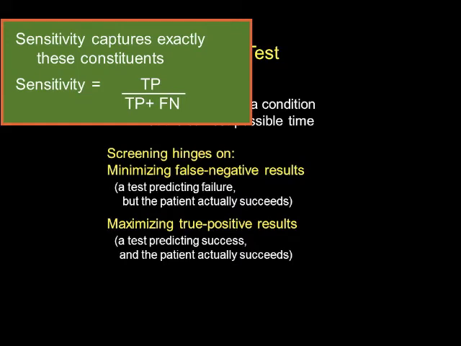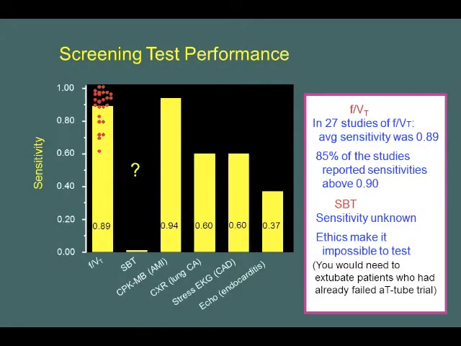And sensitivity captures exactly these constituents, because sensitivity is the true positives divided by the true positives plus the false negatives. The average sensitivity in 27 studies of f over VT is 0.89, and 85% report sensitivities above 0.98. The sensitivity for a spontaneous breathing trial is unknown, and ethics makes it impossible to find out. You would need to extubate patients who had already failed a T-piece trial in order to find out the sensitivity.